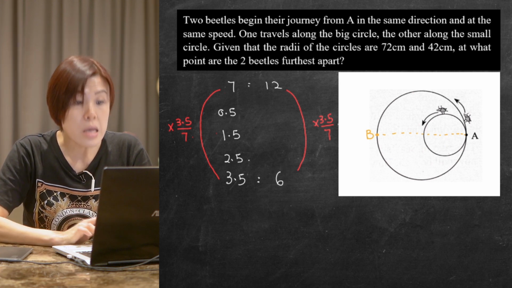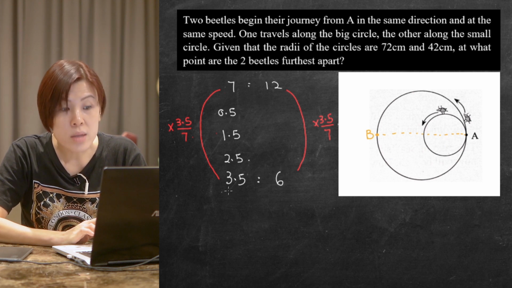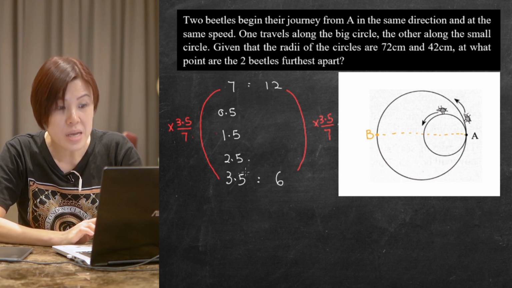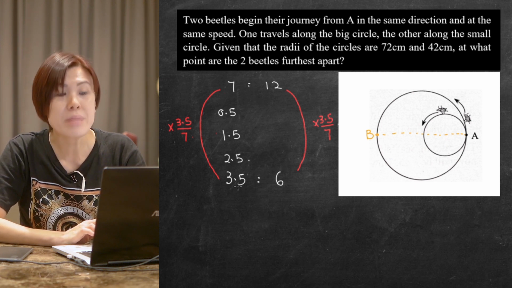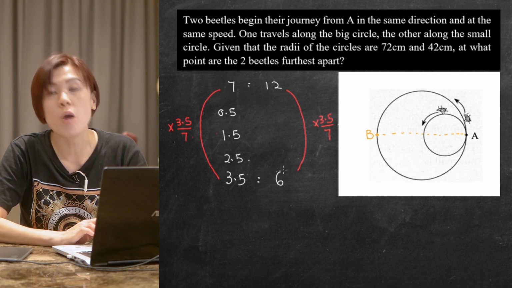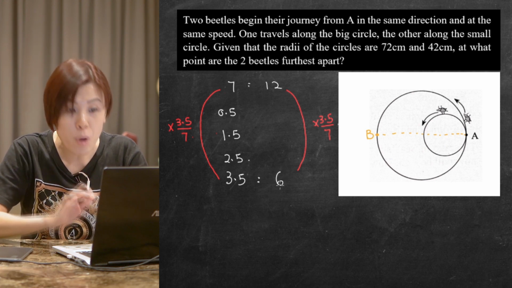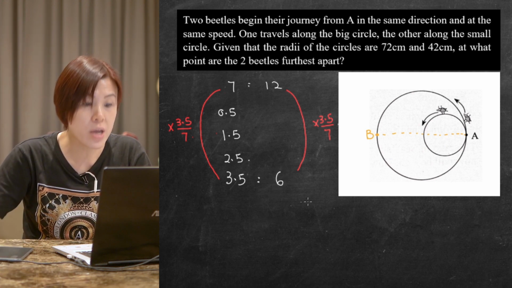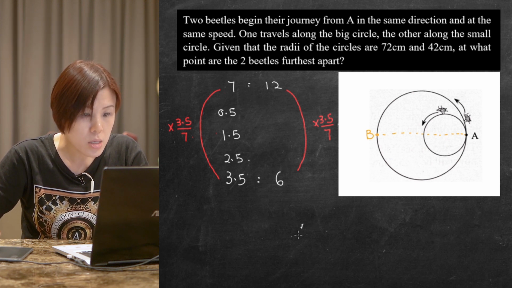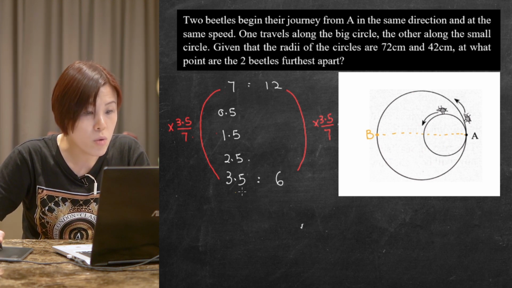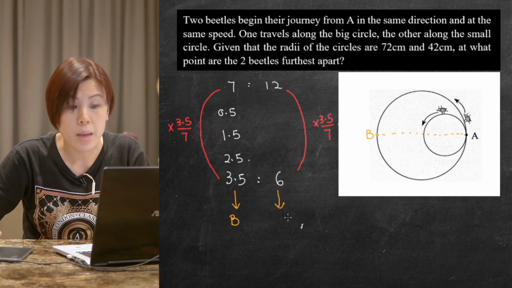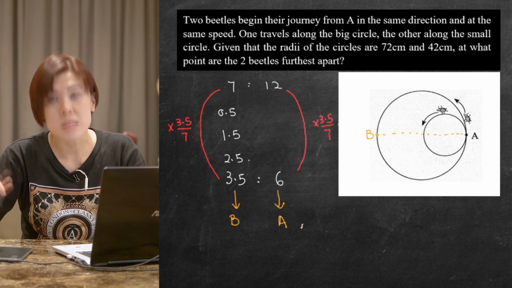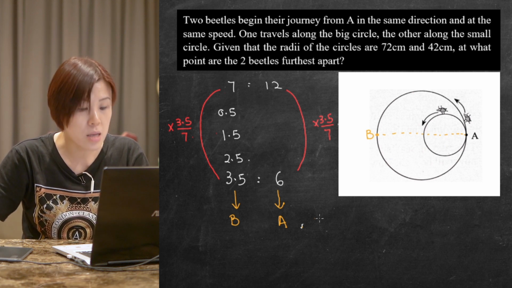So in this case, the time needed by the beetle on the big circle to complete 3.5 rounds is the same as the time needed by the beetle on the small circle to complete 6 rounds. At that point of time, the beetle on the big circle will be at point B, and the beetle on the small circle will be at point A. That is when these two beetles are furthest apart.